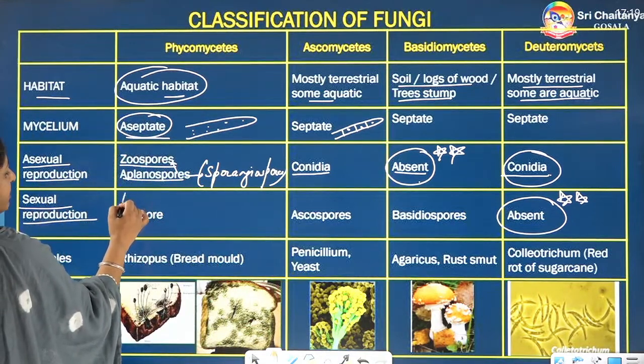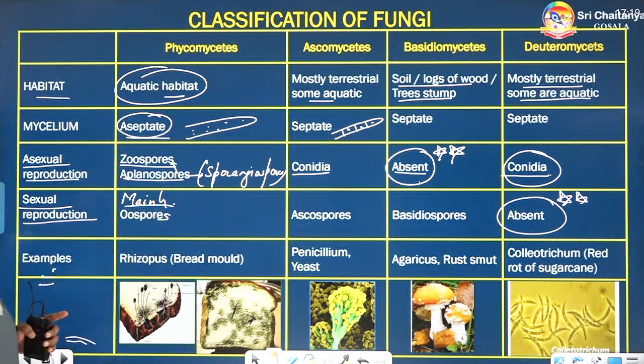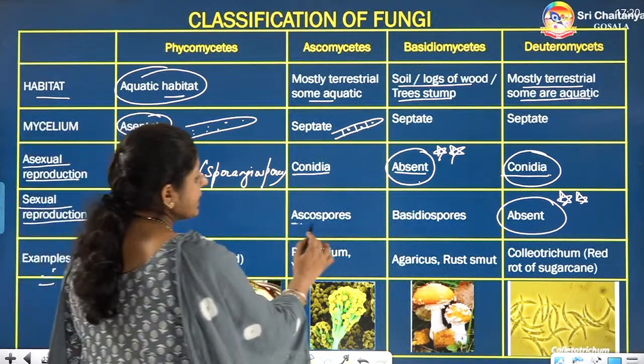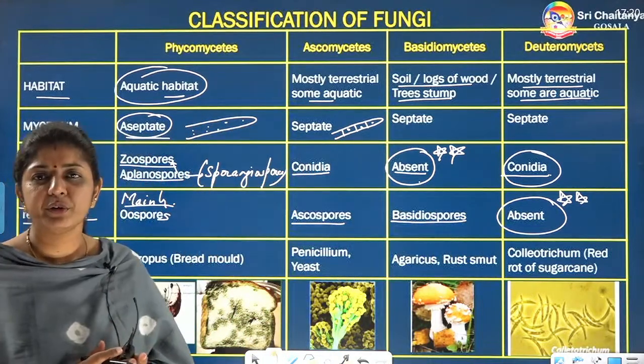Now coming to the next, sexual means of reproduction. Here it can be mainly by oospores, right? Then here it is by ascospore, this is by basidiospore. I already discussed this point to you, right?